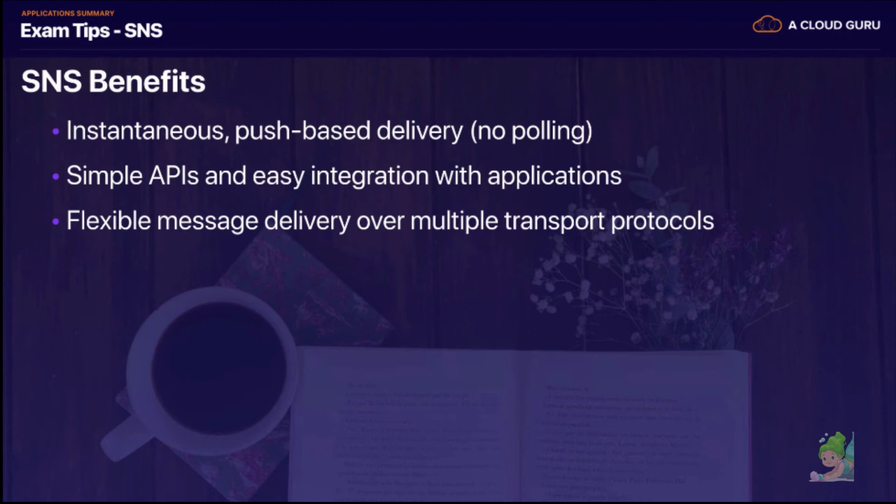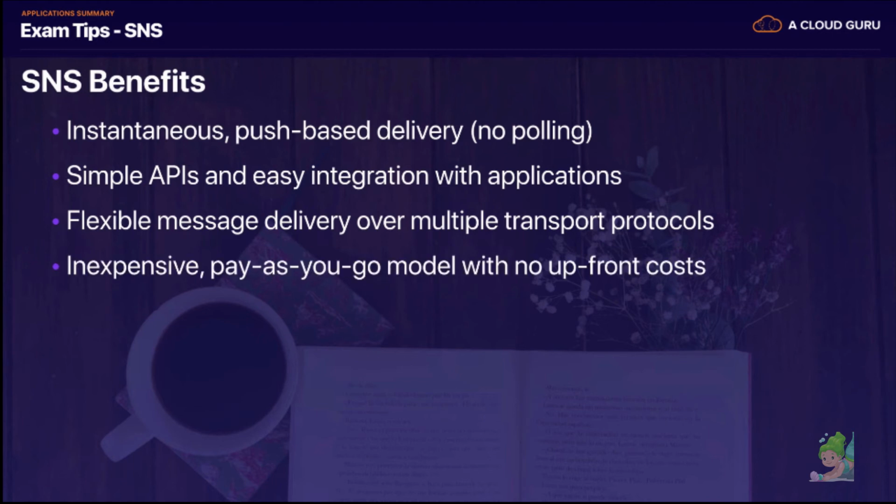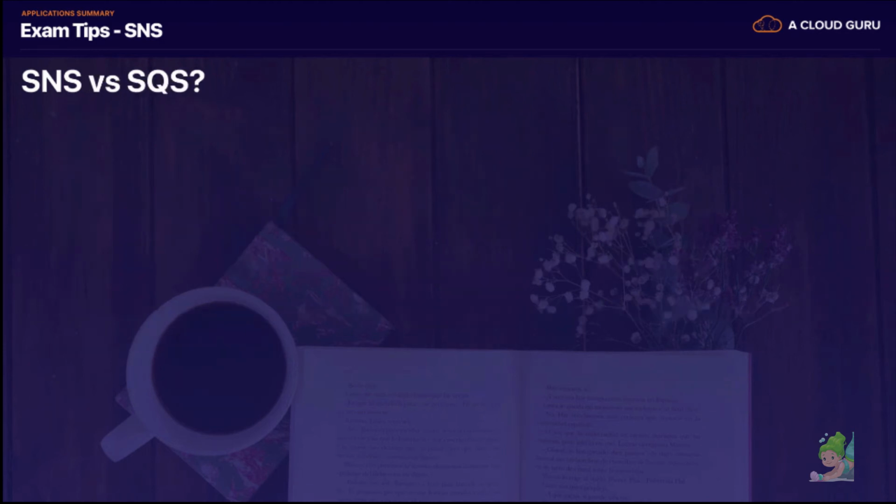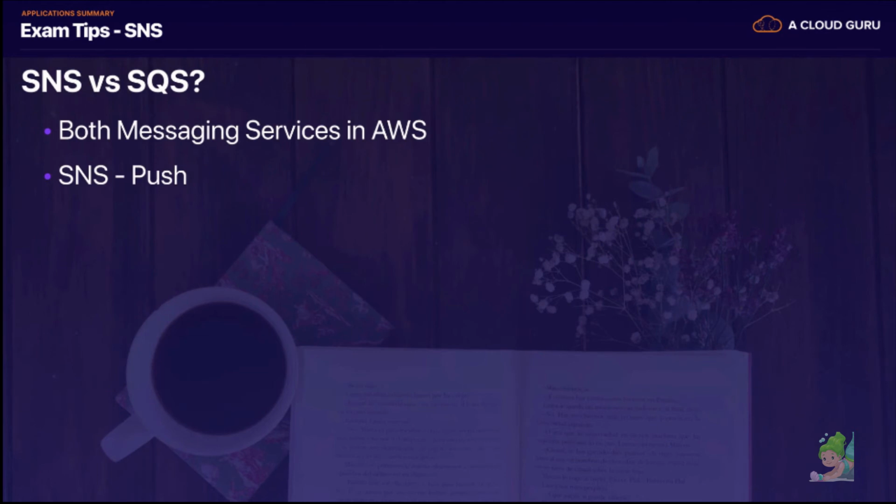You get flexible message delivery over multiple transport protocols. It's an inexpensive pay-as-you-go model with no upfront costs. It has a web-based AWS management console that offers the simplicity of a point-and-click interface. And then just like I said, remember SNS versus SQS. They're both messaging services in AWS, but SNS is push, SQS is pull or polls. Your EC2 instances poll the SQS queue.